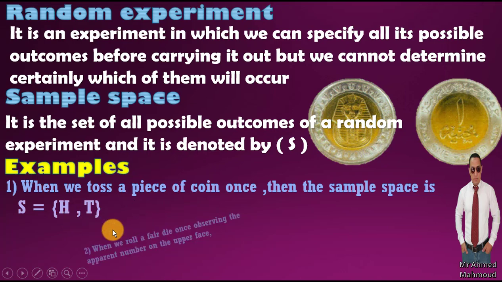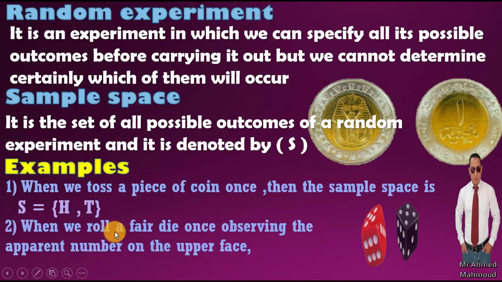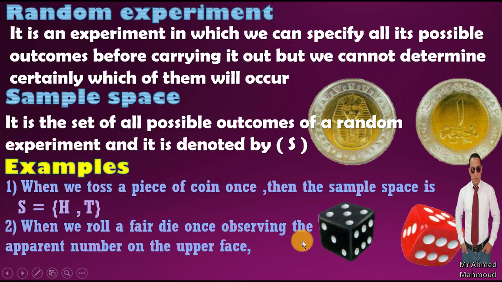Another example, when we roll a fair die, and observe the appearance of a number on the upper face. Okay, the die has 6 faces numbered from 1 to 6. So the sample space in that case equals the set of 1, 2, 3, 4, 5, and 6. Okay, so in the random experiment, I don't know what exactly will happen, but I know all the outcomes. The sample space is a set including all outcomes.